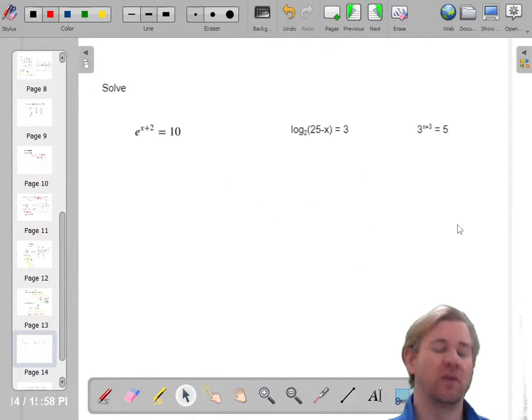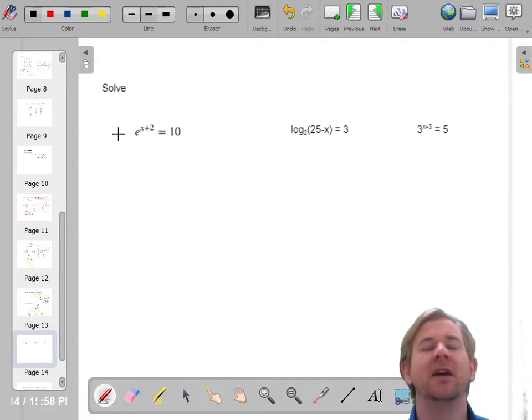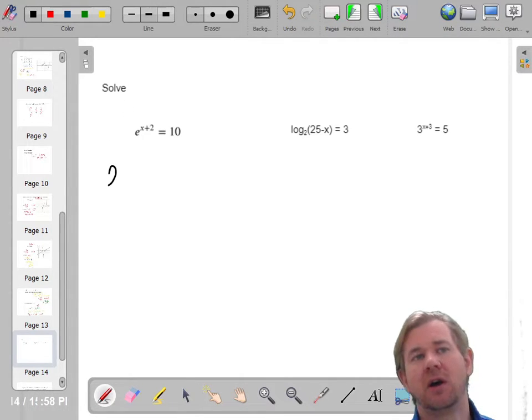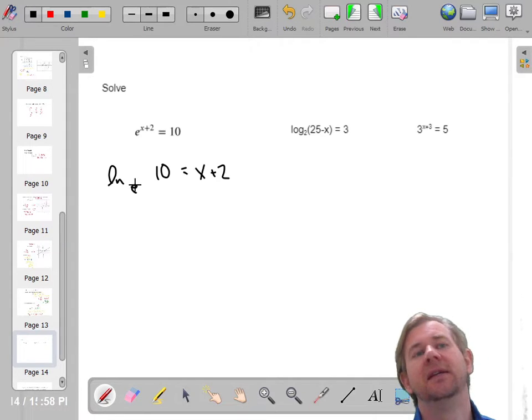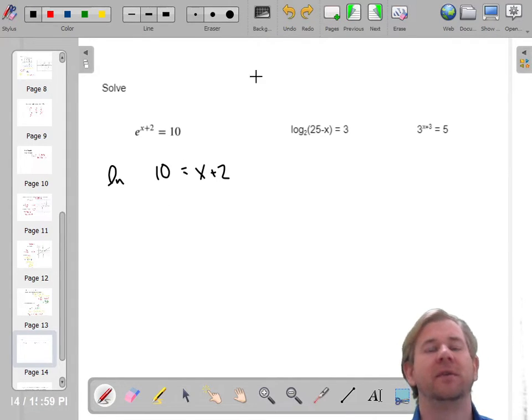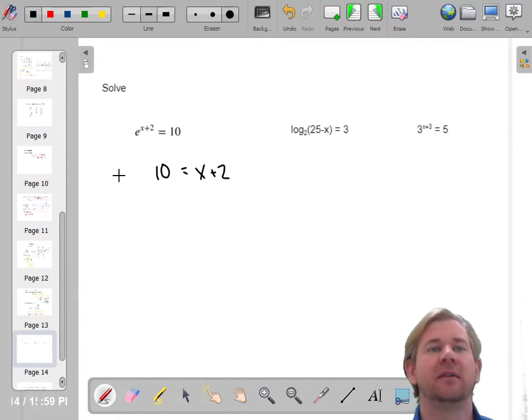Solving. All right, so if you see a base e exponential function that is isolated, we're going to write this as a natural log. We're going to try and figure out e to the x plus 2 equals 10. If you think of natural log as base e, e to the x plus 2 is 10, so this is the natural log of 10 on the left side. These two things are interchangeable.